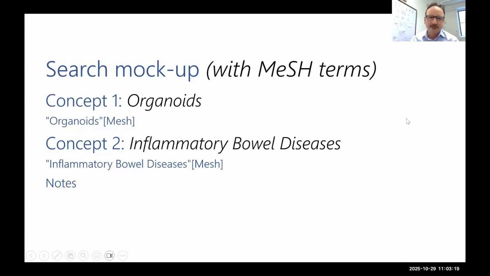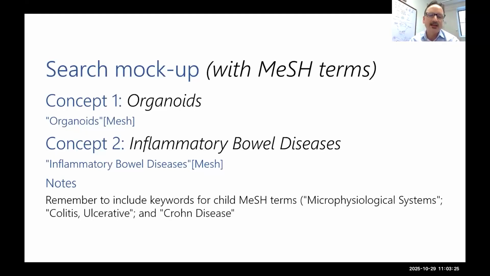Again, oh, and I will say this is an opportunity to just note what I said before, that you're going to want to include keywords for child MeSH terms. So there are a number of children in this scenario. Microphysiological systems as a child of organoids, ulcerative colitis, and Crohn's disease are children of inflammatory bowel diseases. And so we're going to want to make sure that we fully integrate the terminology that we can get from MeSH records in the rest of our search.